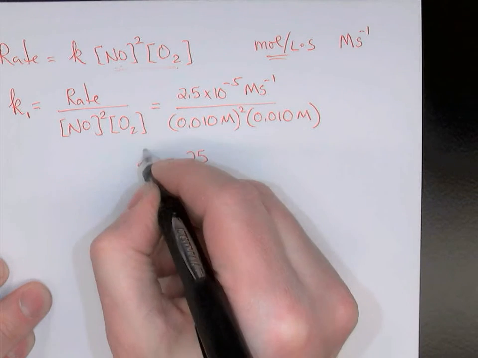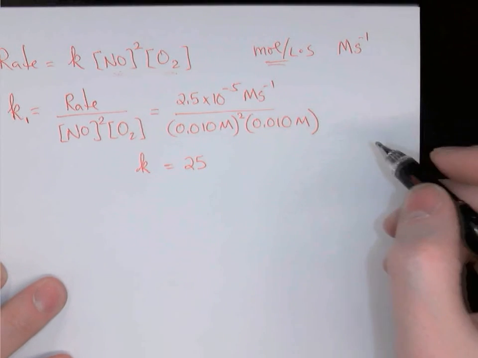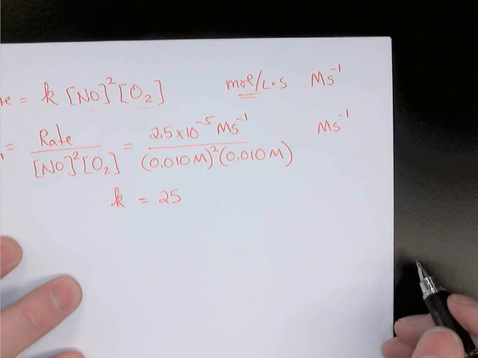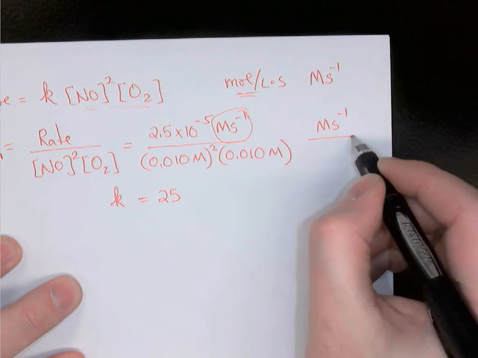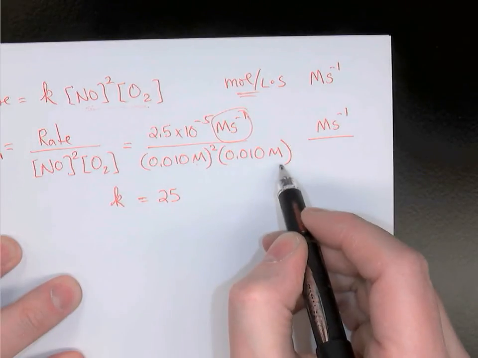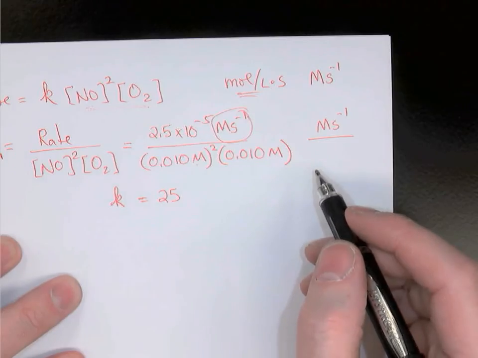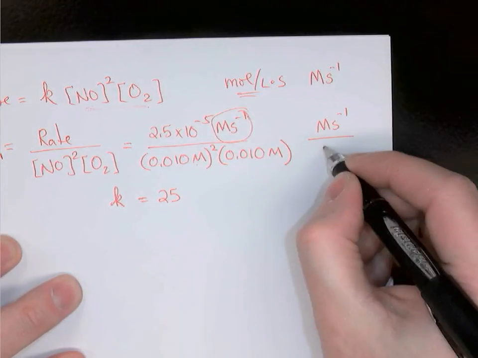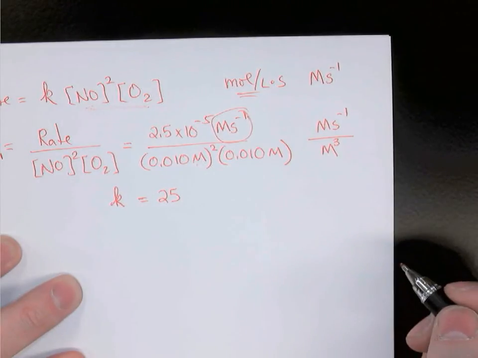But rate constants also have to have units with them. So let's look at the units here. On the top, we have just molarity per second. Those are the units for rate. On the bottom, we have molarity squared times a molarity. If you were in grade 9 and you heard x squared times x, you should think that that means x to the power of 3. So in the same way here, molarity squared times molarity is molarity cubed.